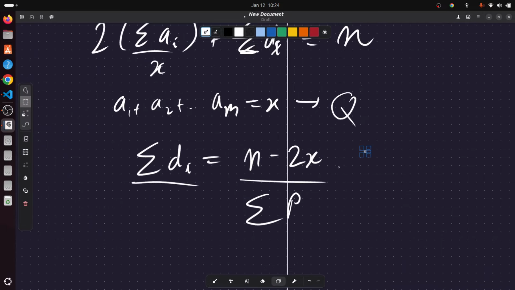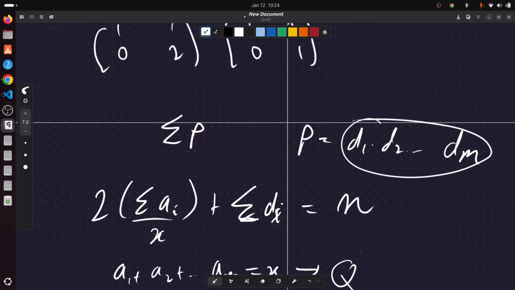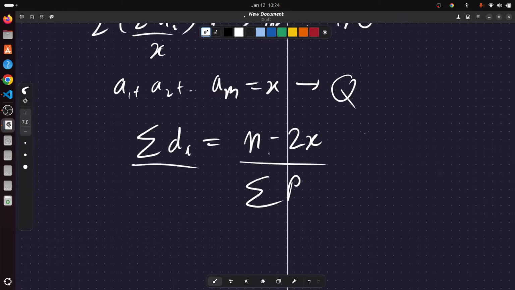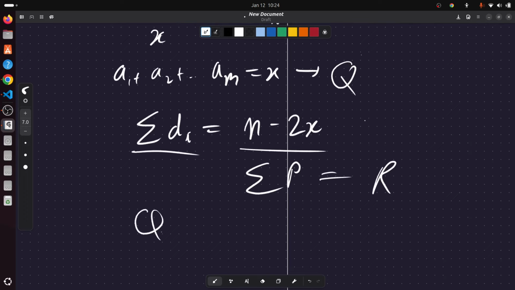P was this one, right? P was D1, D2 up to Dm. So what is the summation of P if the sum of Di is n minus 2x? Let's say this value is R. So I can simply add Q into R into my answer. Okay.